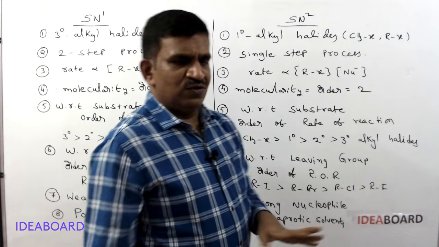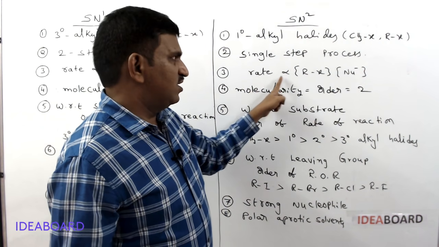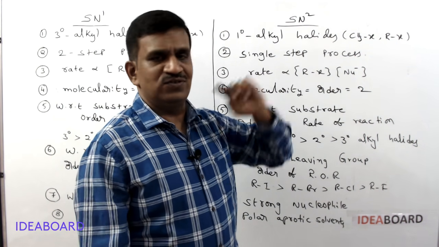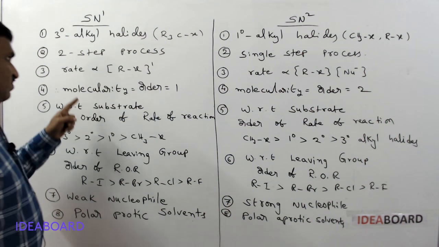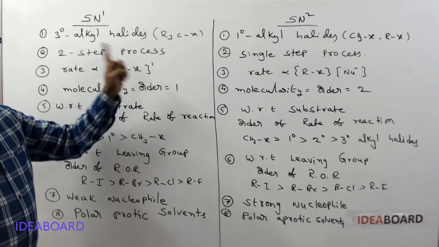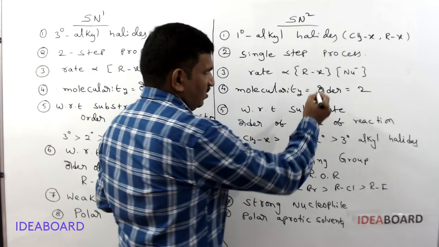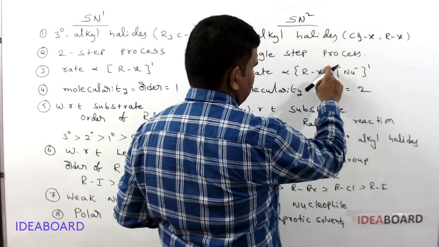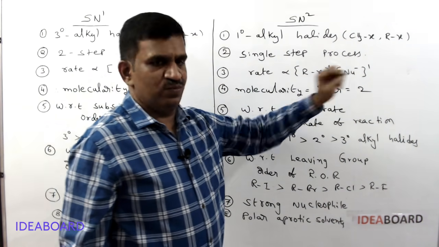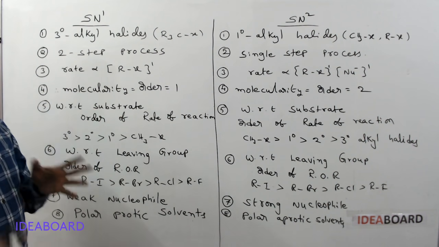But in SN2, there are no two or three steps. It is a single step concerted process. So the rate of reaction is directly proportional to the concentration of the alkyl halide and also the nucleophile. Based on this rate equation, the molecularity or order of reaction for SN1 is equal to 1. And for SN2, as per the rate equation, the molecularity and order of reaction are 2.